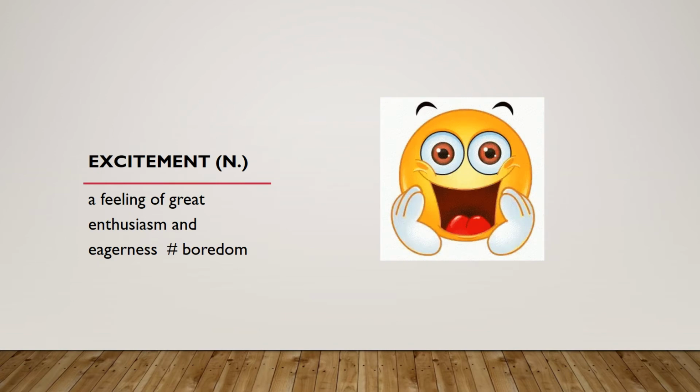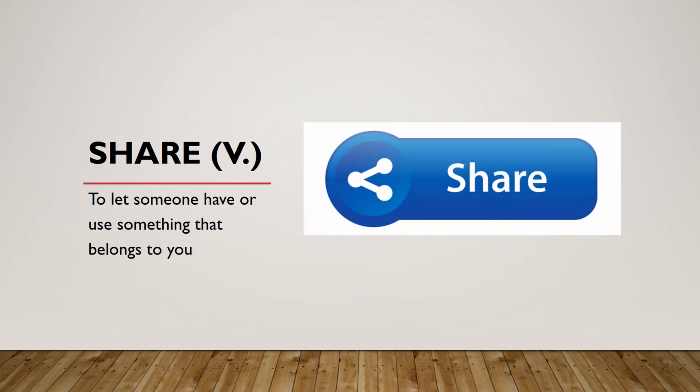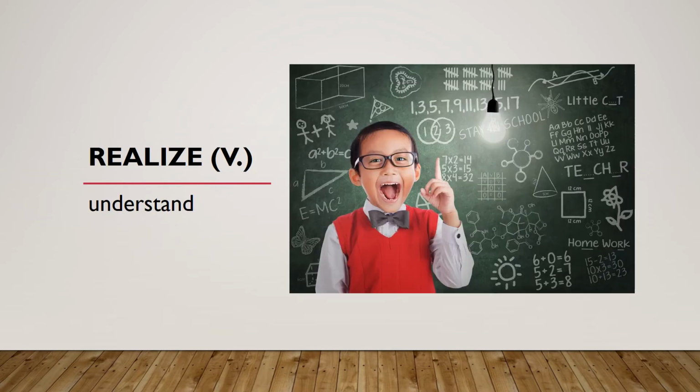Excitement. Excitement is a noun which means a feeling of great enthusiasm and eagerness. The opposite is boredom. Share. Share is a verb which means to let someone have or use something that belongs to you. For example, share food, share documents. Share. Realize. Realize is a verb which means understand. Realize.